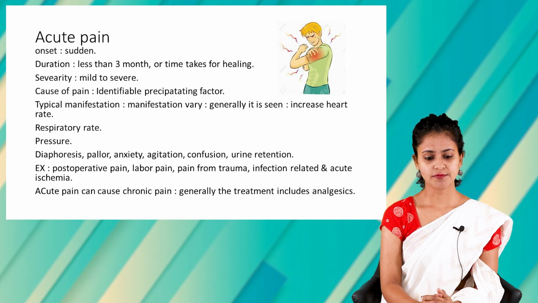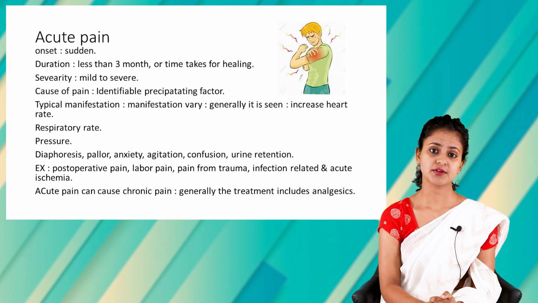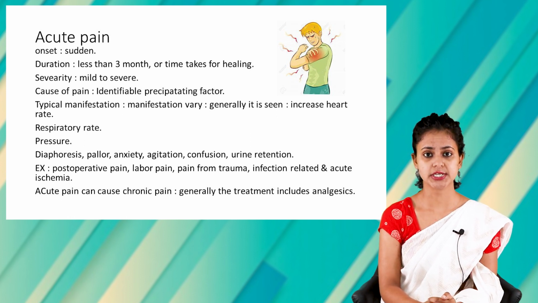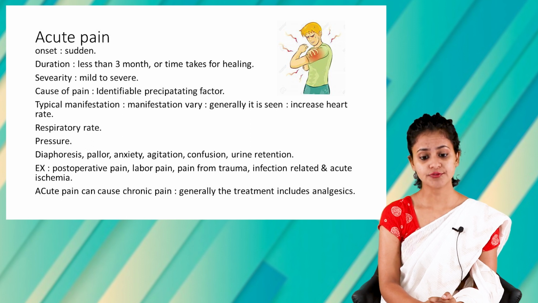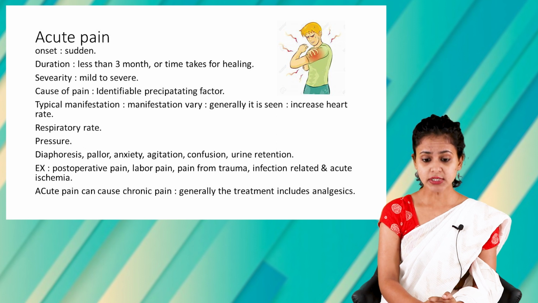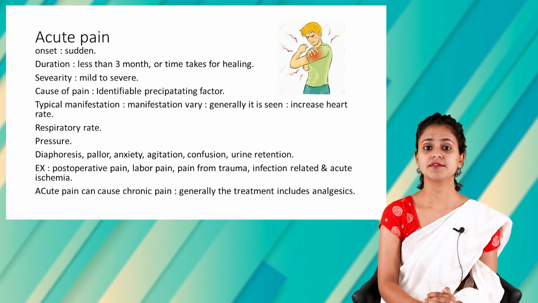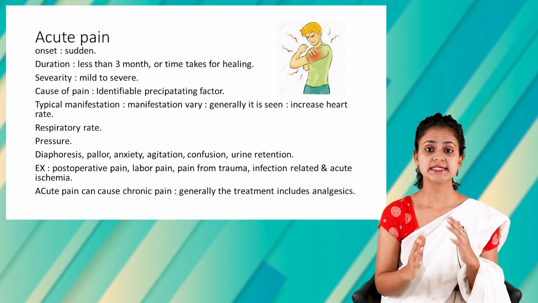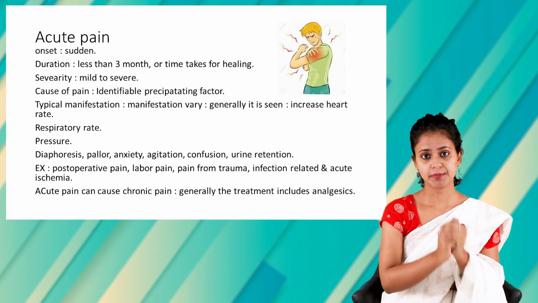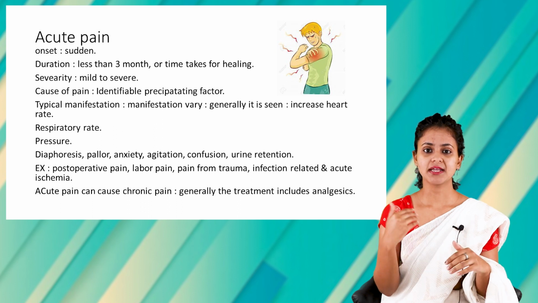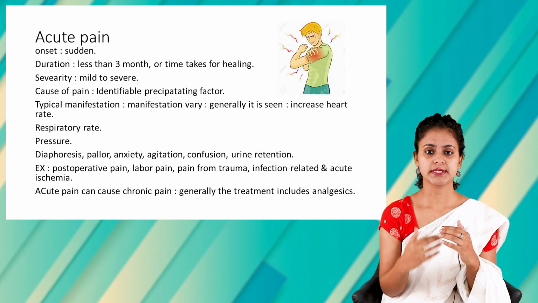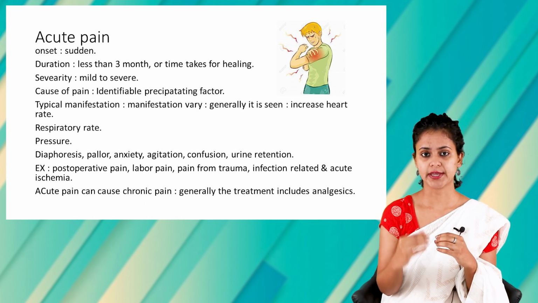The examples of acute pain often include the pain suffered by a patient in a post-surgical phase. Even labor pain is considered acute pain. If the person is suffering from certain infections and inflammation in their body, we are going to see the presence of acute pain. Trauma, injury, and acute ischemia often are associated with the development of acute pain.